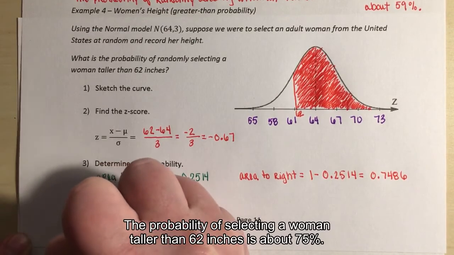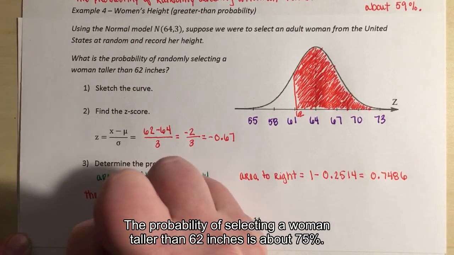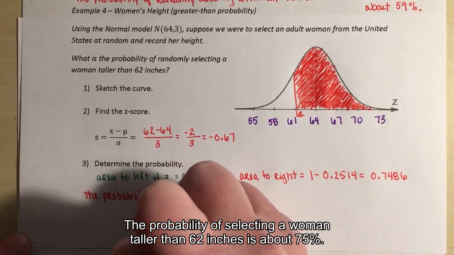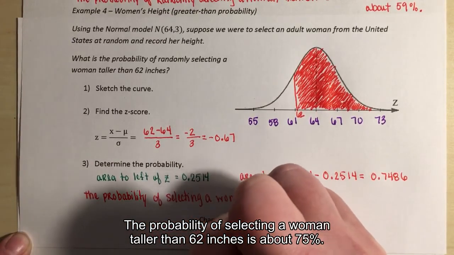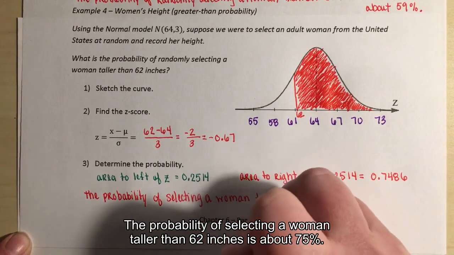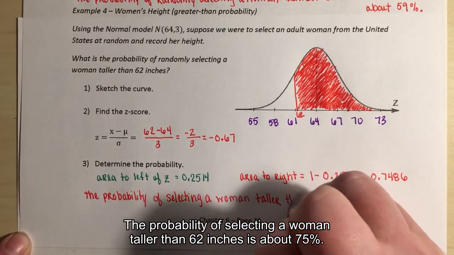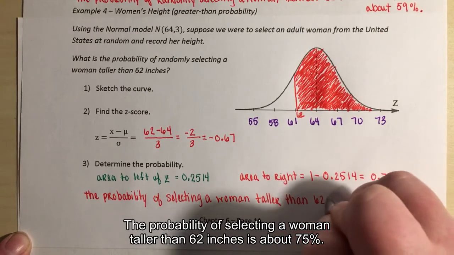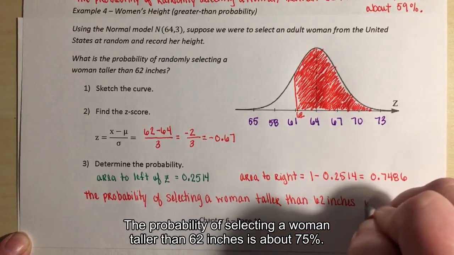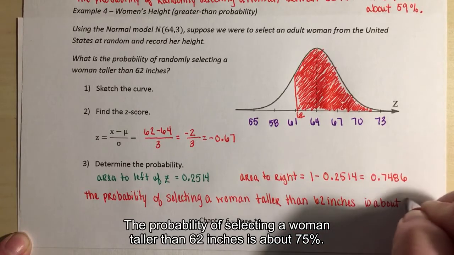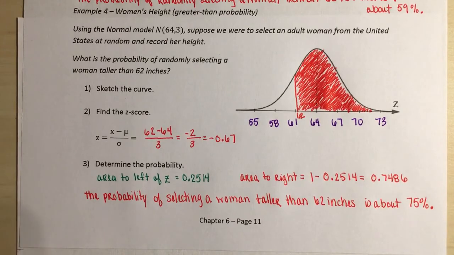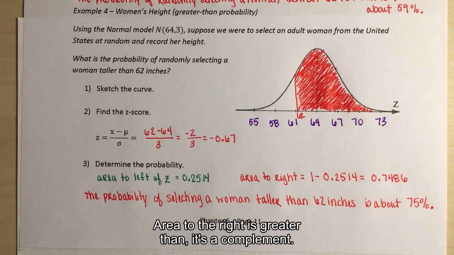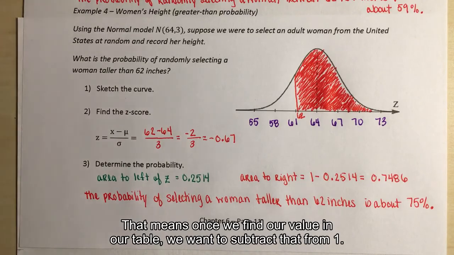So the probability of selecting a woman taller than 62 inches is about 75%. So area to the right is greater than, it's a complement. That means once we find our value in our table, we want to subtract that from 1.